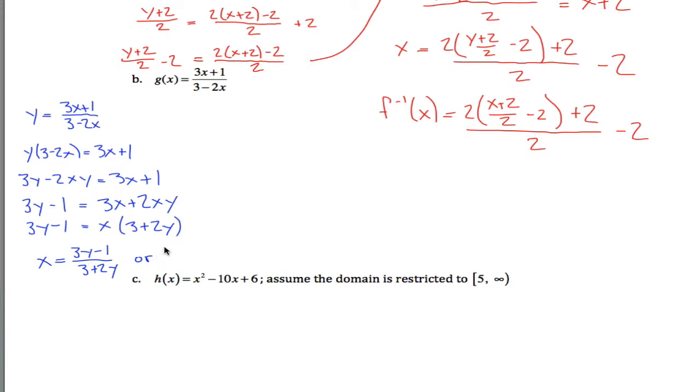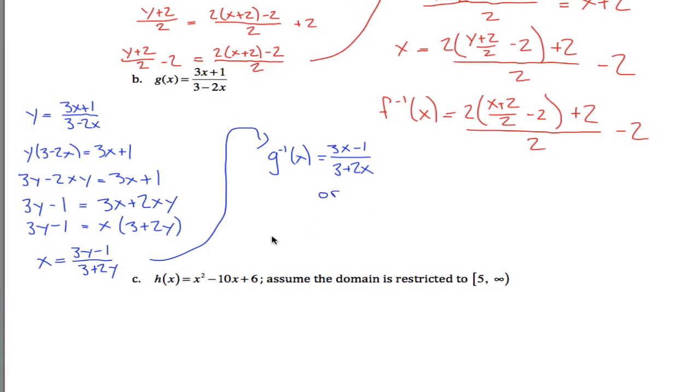Yeah, lots of other ways you could write this. Another way this might come out if you do the algebra in different orders is 1 minus 3y over negative 2y minus 3 maybe. Lots of different variations, something like this. Before I write it in a different form, I want to write it in the right notation. So let's go up to here and say g inverse of x is equal to 3x minus 1 over 3 plus 2x.